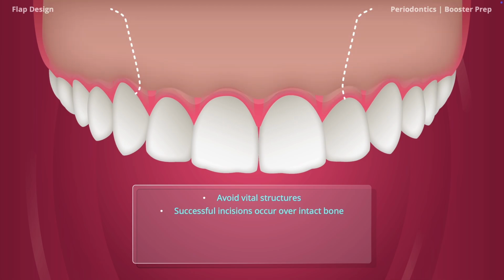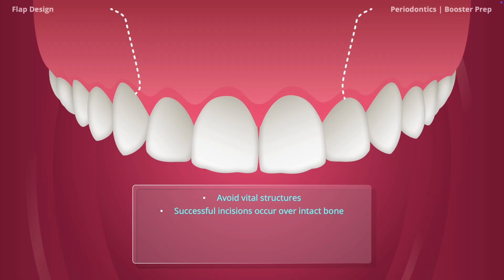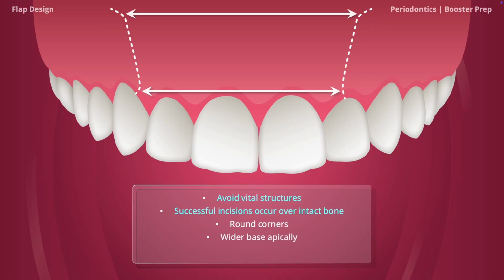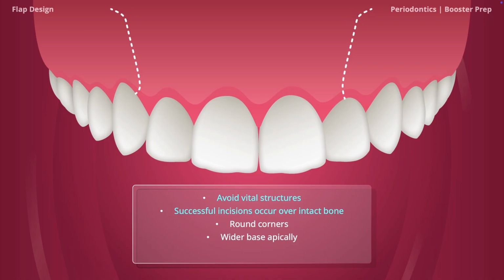We're over intact bone here, and this supports healing and flap stability. Ideally, we want rounded corners because sharp corners are more likely to tear or catch on instruments or bone. And a big point is we want a wider base apically. So this ensures blood supply reaches the entire flap, especially the top or coronal part, which is the most prone to ischemia.